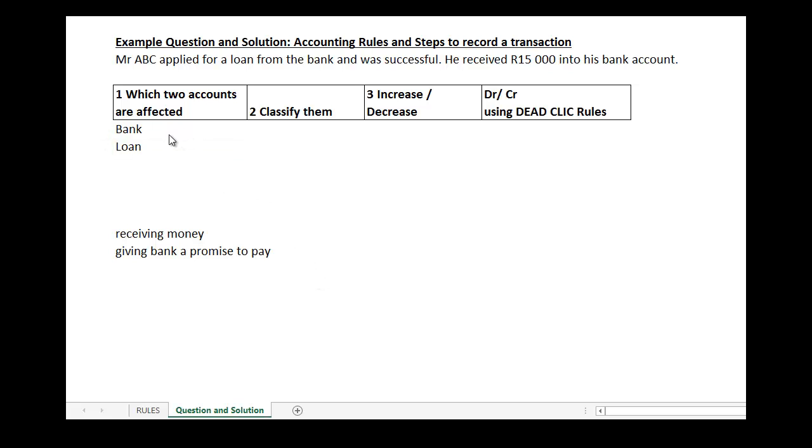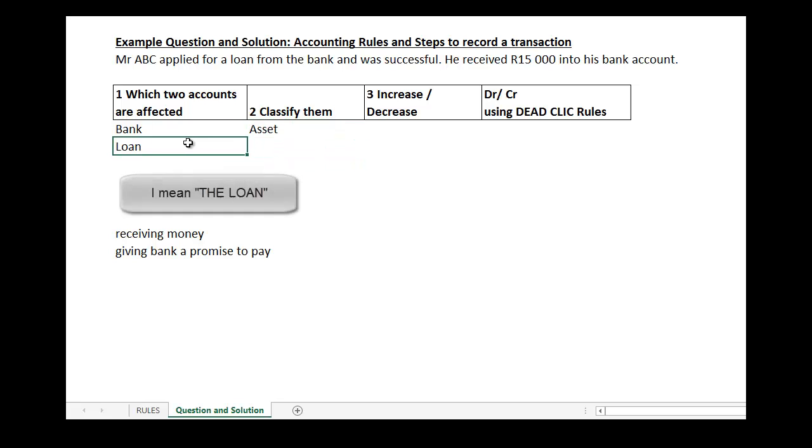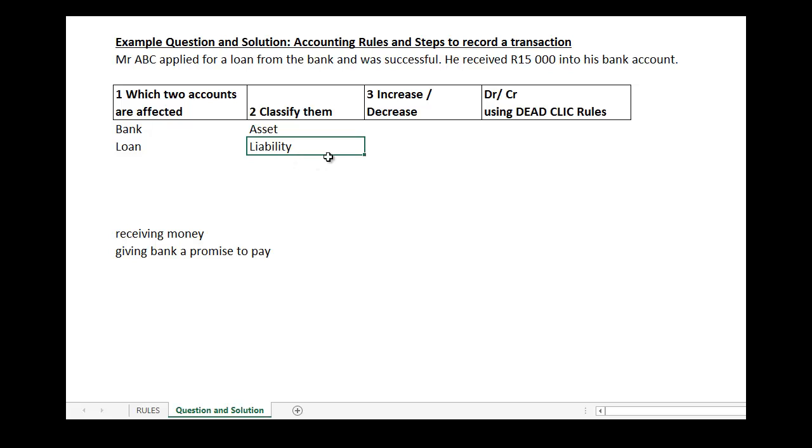So now we need to classify these accounts. The bank account is going to be an asset because this is money that the business has. So it's already money and it can be turned into other assets if we so wish. So this is going to be an asset. The liability is something that we owe to the bank. So Mr. ABC owes this money to the bank. So this is going to be a liability.